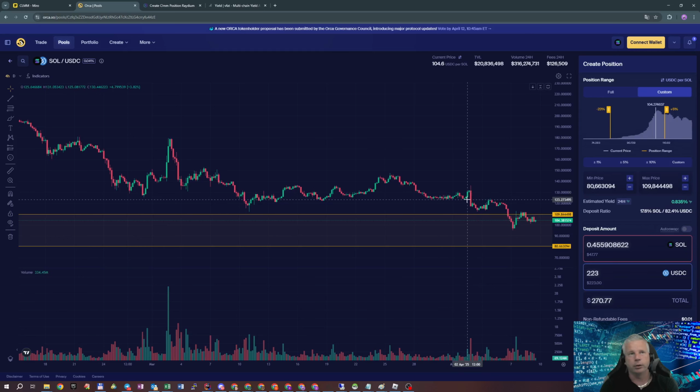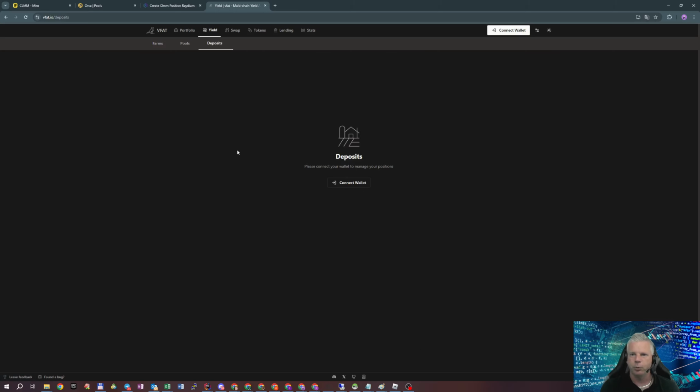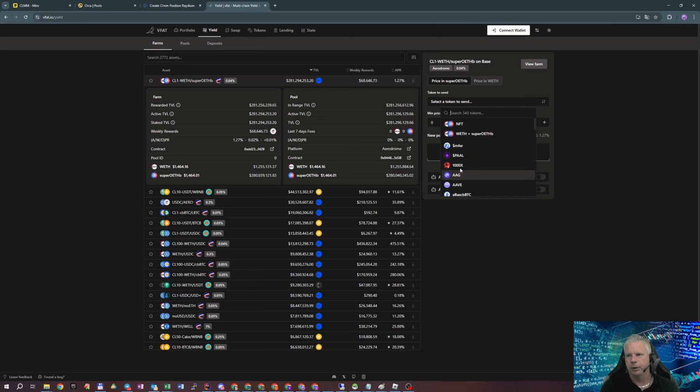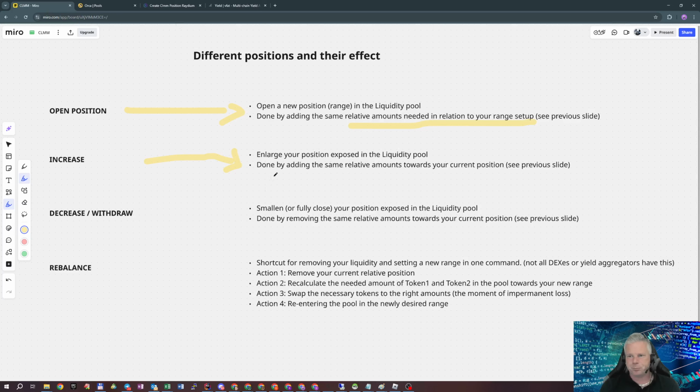So you do not have to do all the calculations apart, but you will, in some cases, have to swap some to increase your position to have the right amounts. There are some aggregators like, for example, VFAT, which I'm a great fan of. If you have an open position, you have an increase button, and you can just choose which token you are sending, whatever you are doing, and it will auto convert it to the right position amounts. This is for the increase, with also relative same amounts.